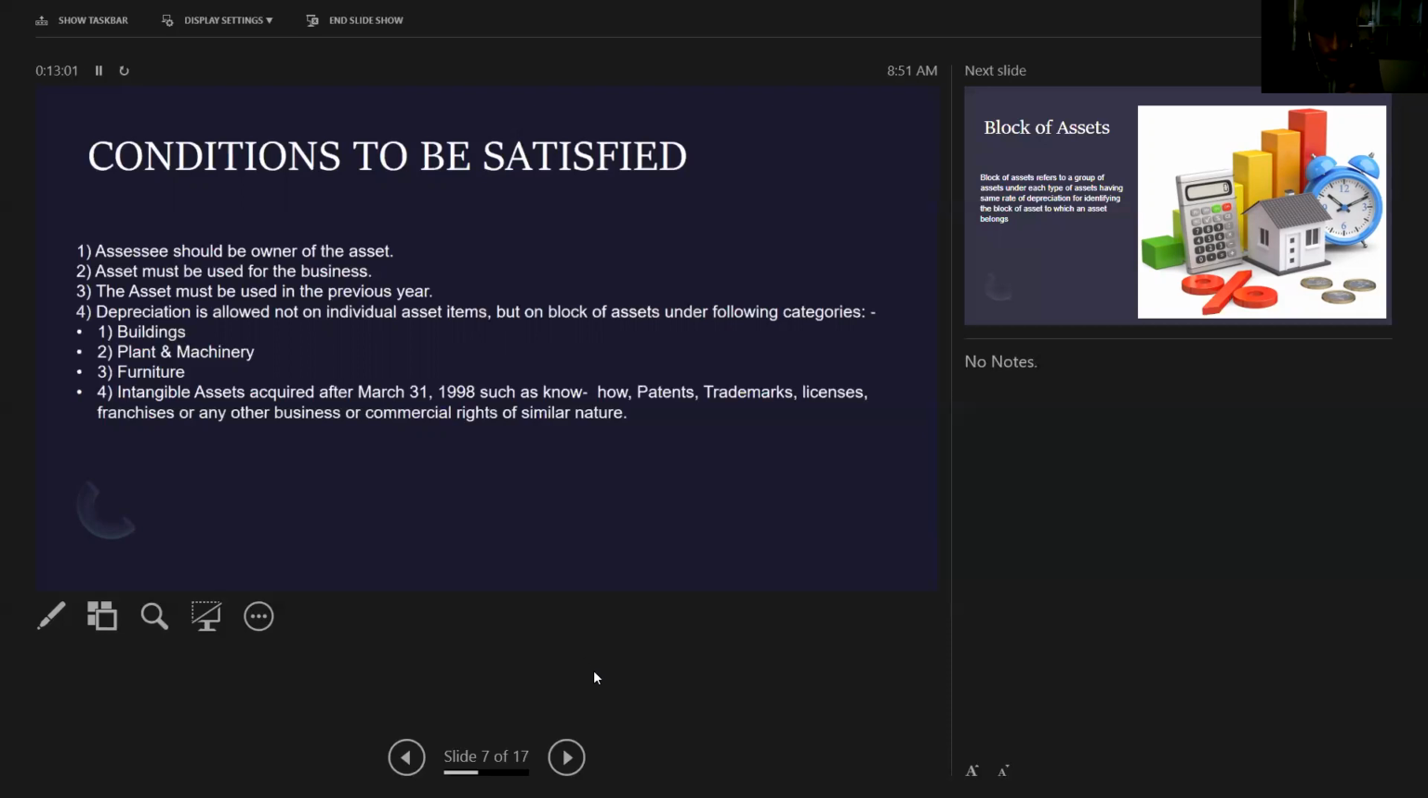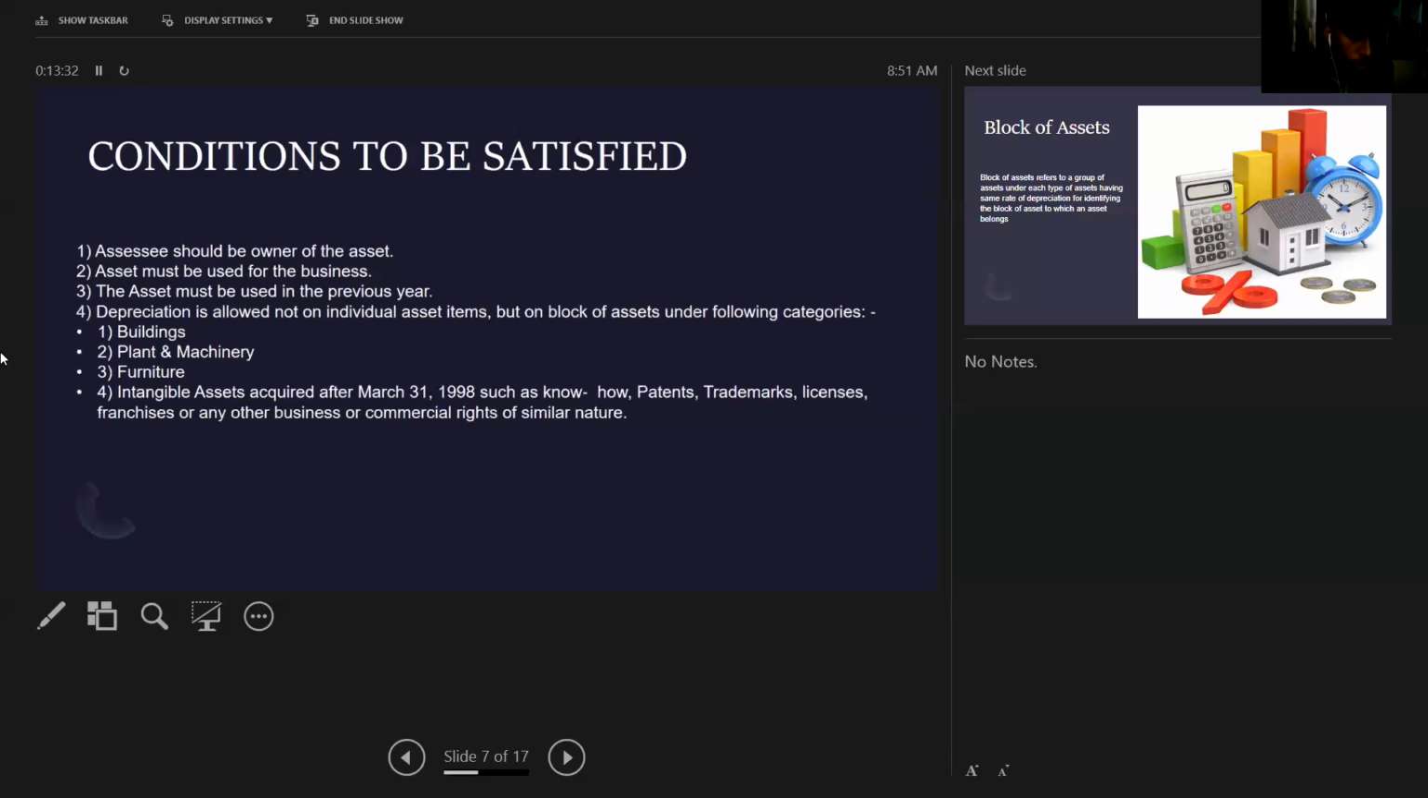Now, let's go to the conditions to claim depreciation. Whether the assets fall in either of the two categories, that is tangible or intangible assets. Then next, whether the assessee or the asset satisfies each of these conditions. Please note down that each of these conditions are cumulative. If any one condition is not satisfied, depreciation will not be claimed. So it is nothing but a cumulative condition.